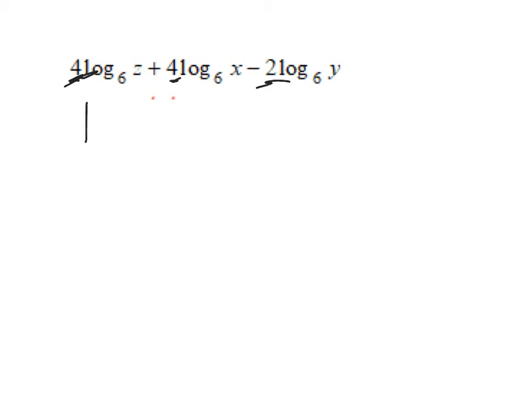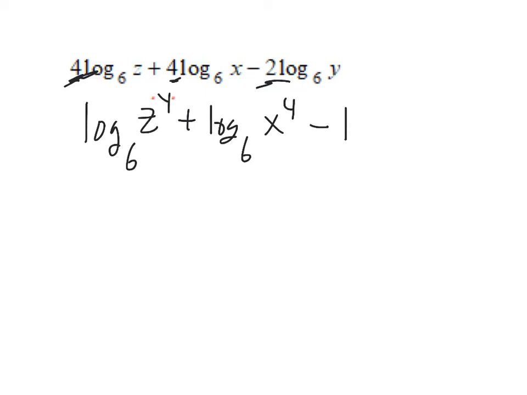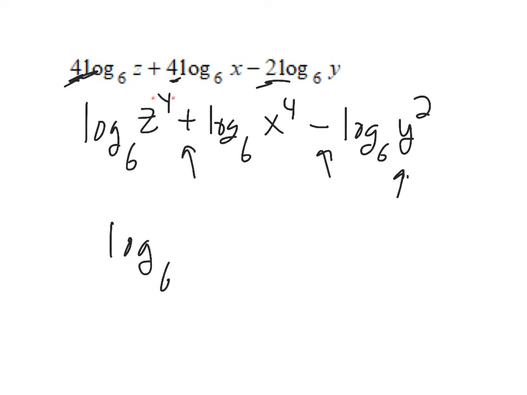So log 6z to the fourth plus log base 6 of x to the fourth. And I'm going to leave that minus sign there. I could bring it up, and it wouldn't be wrong to bring it up. I'm going to leave it there because it's going to emphasize a point I want to make. So log y squared. And so now what I see is a sum and a difference. So I know this has to be in the denominator. So I know it's going to be log base 6. And then I know I'm going to have a fraction because of that negative sign.